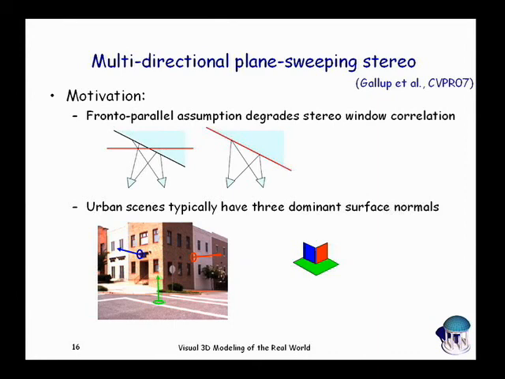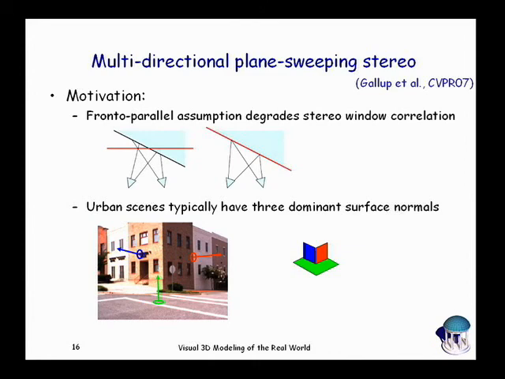So it's much better if you could align your hypothesized surfaces over which you'll integrate your correlation windows. It's much better if you can actually align that with the facade you're expecting to see. And so obviously, typical urban scenes have a lot of those very dominant orientations. And so ideally, you would want to take that into account. And so here you see the three orientations. So what we'll do is instead of doing a single frontal parallel sweep, we'll actually do three different sweeps.